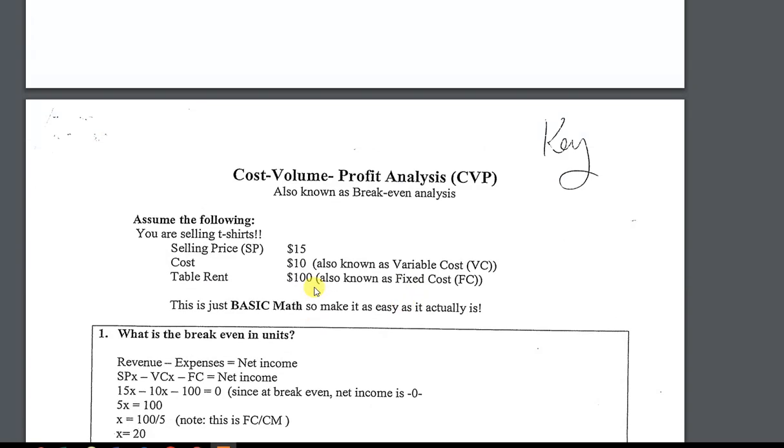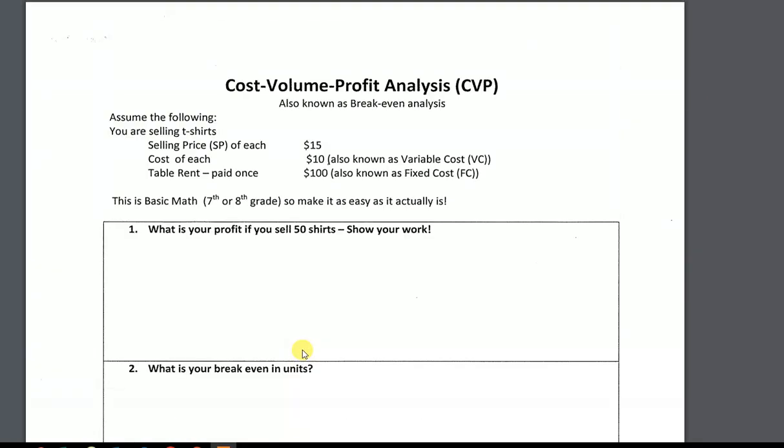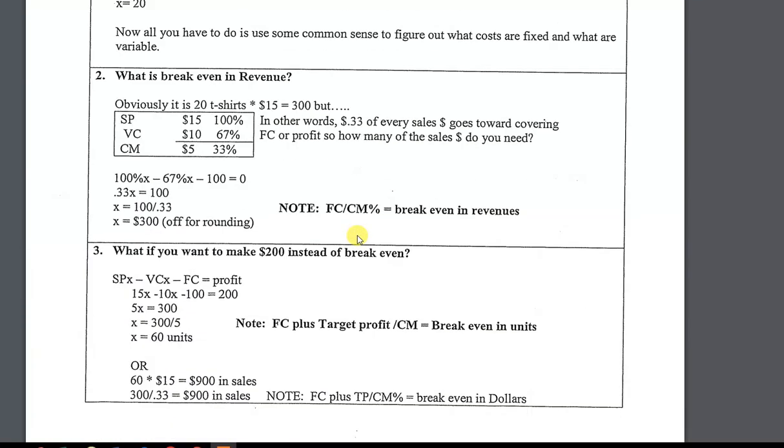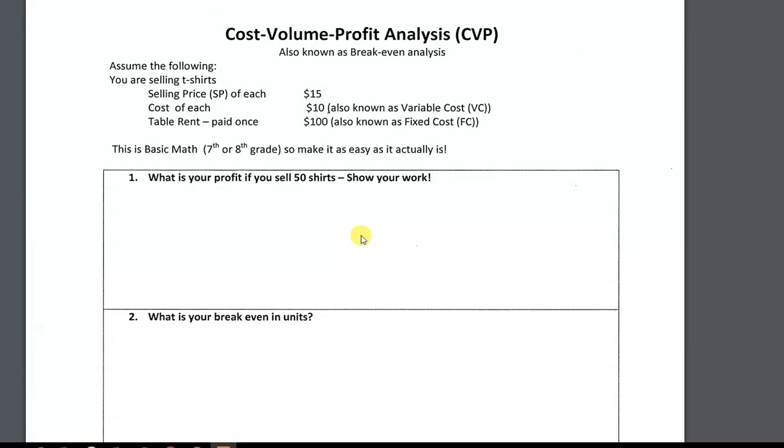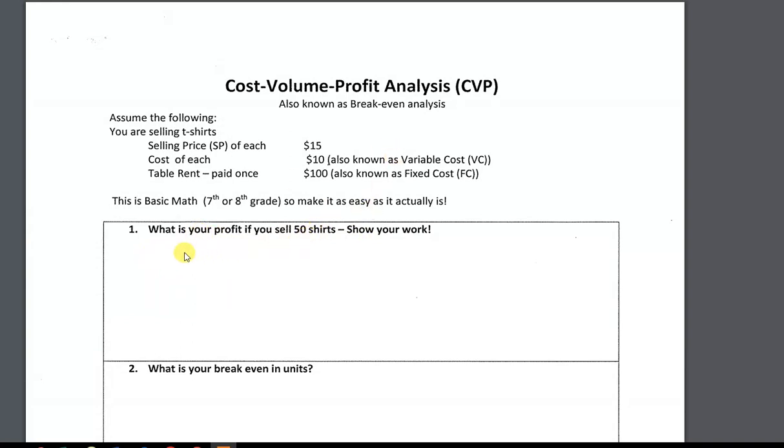The first thing I want you to do is, what is your profit if you sell 50 shirts? Show your work. Okay, so let's do it right here. If I sell 50 shirts for $15, I'm going to do 15 times 50. Then I'm going to subtract my costs. I bought each of the t-shirts for 10, so I'm going to subtract 10 times 50.